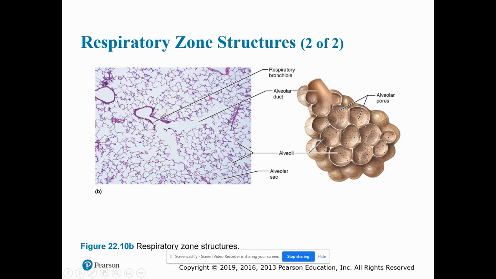This is again showing a respiratory bronchiole, and then all throughout here are the alveoli. This is simple squamous epithelial tissue, and those are alveoli.